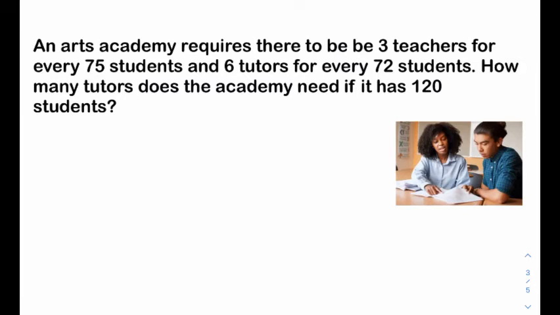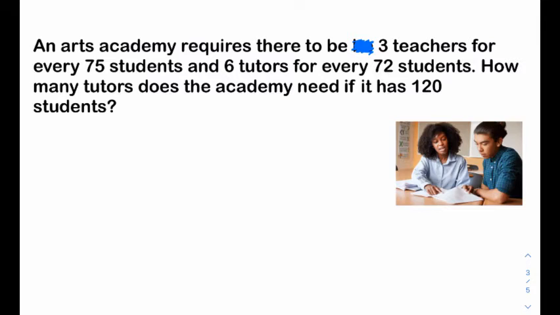An arts academy requires there to be 3 teachers for every 75 students and 6 tutors for every 72 students. There's an extra B, so let's just cross that out. How many tutors does the academy need if it has 120 students?